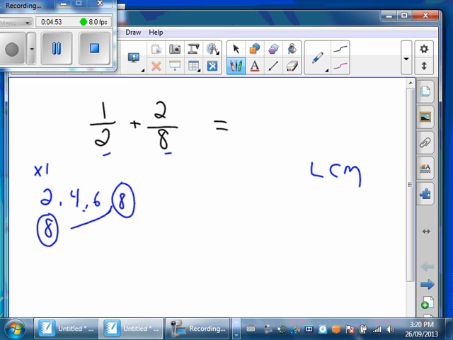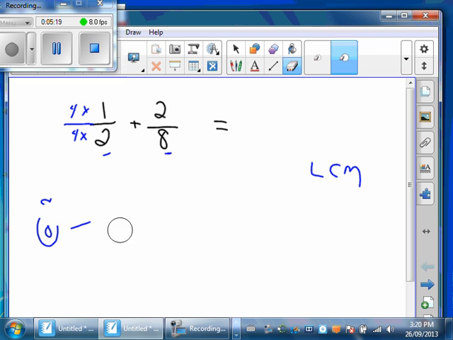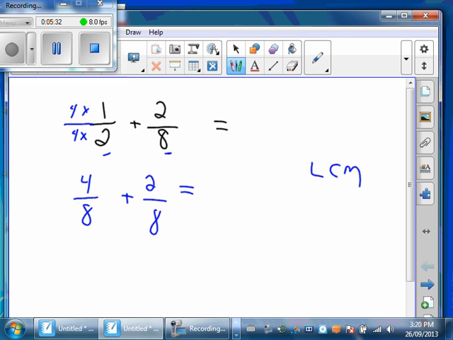Since I know that, I don't even have to change this one. I can leave it as is. The only one that I actually have to change is this one, and the number of skip counts I have to take to get to 8 is 4. So 4 times 1, 4 times 2. I'm going to rewrite this equation down below so that we can see it even better. I'm going to have 4 over 8, added to 2 over 8, and then I can simply say that it is 6 over 8.